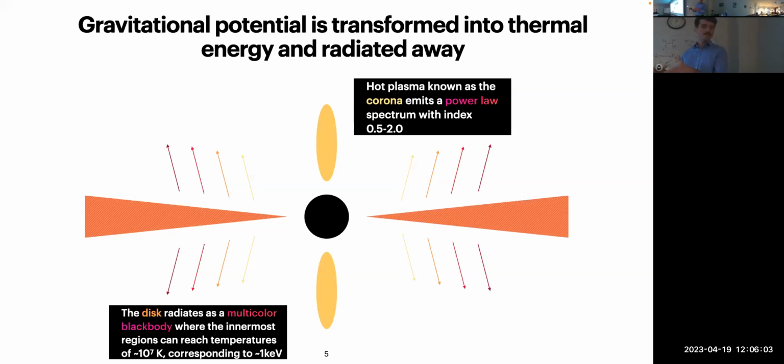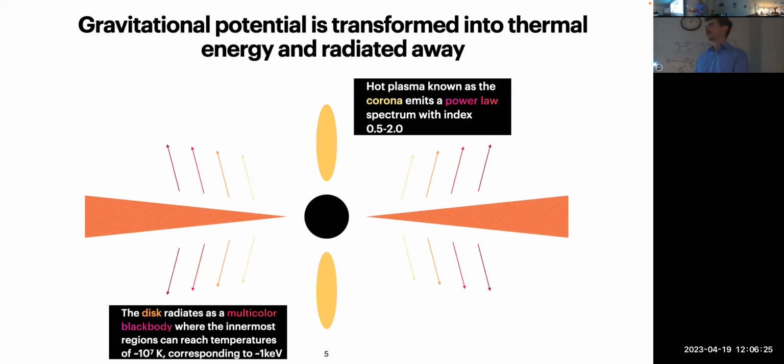So as material falls inwards, it gets really hot, right? And so as we reach the inner regions of the disk near the surface or near the compact object, it can reach temperatures of tens of millions of Kelvin, which corresponds to about 1 to 2 keV. And so it emits a ton of X-rays, and so that's what we're really looking at.